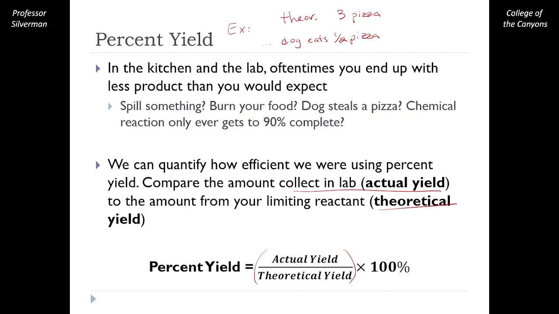Here's a quick example. If we theoretically could create 3 pizzas with what we have in our kitchen, but then our puppy comes in and eats half of one of those, we only actually end up with 2.5 instead of the 3 that we expected. Or in other words, we were able to eat 83% of the pizza that we would have expected to.